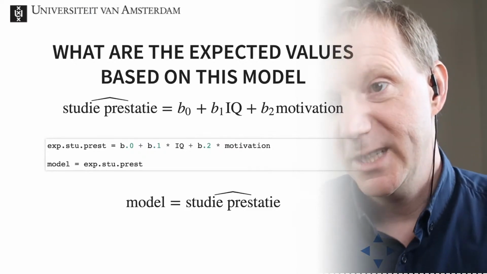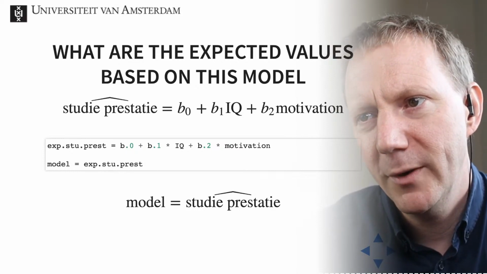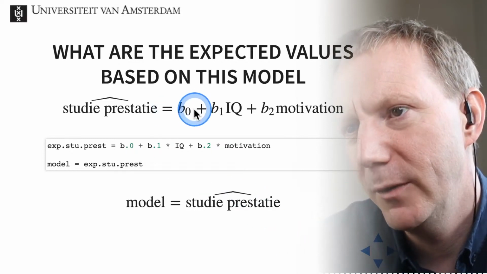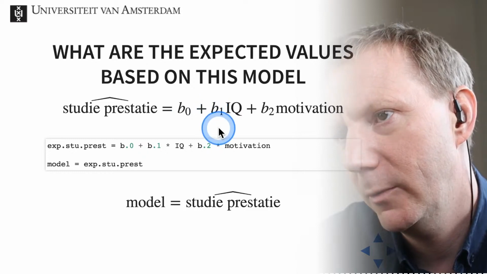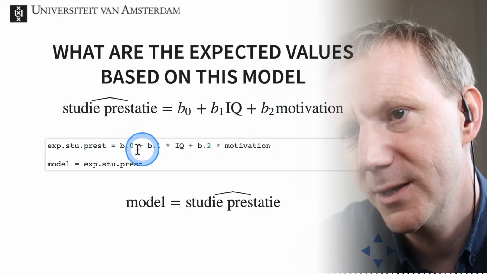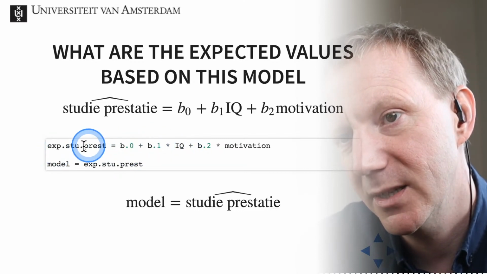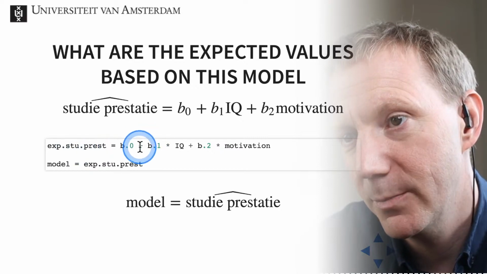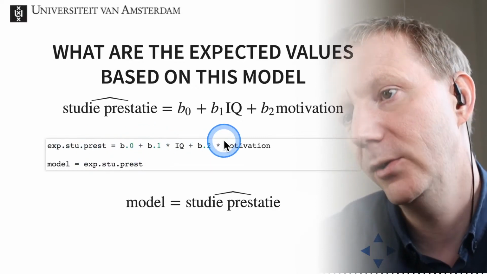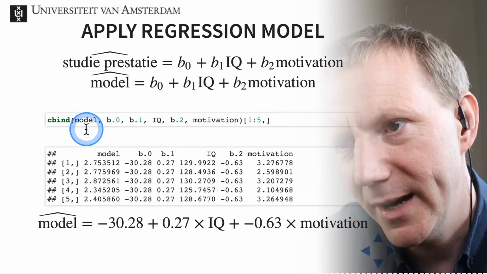So what are the expected values? Well, we just have to fill in the regression equation. So if we know what B0 is, if we know what B1 is, and we know what B2 is, we can just fill in those values and then see what the expected study outcome is based on a known IQ and a known motivation. So we can just apply it.